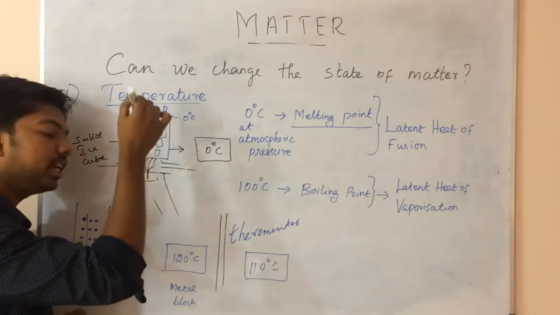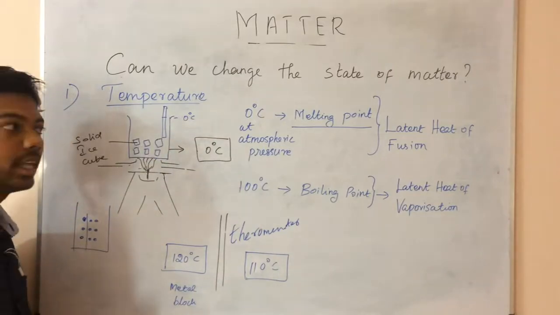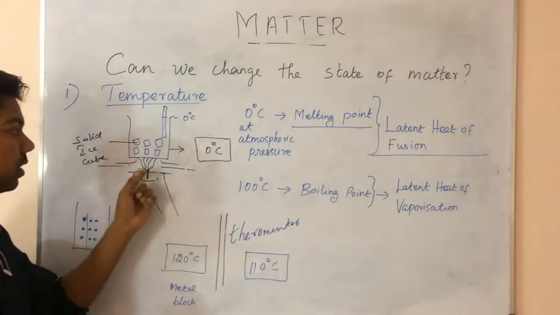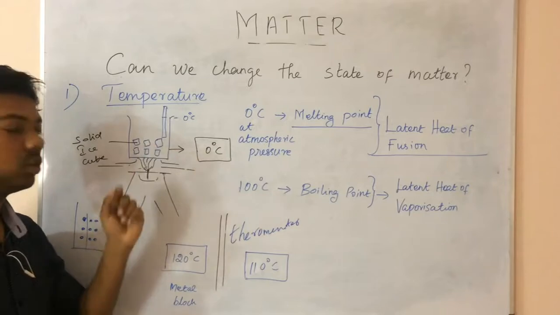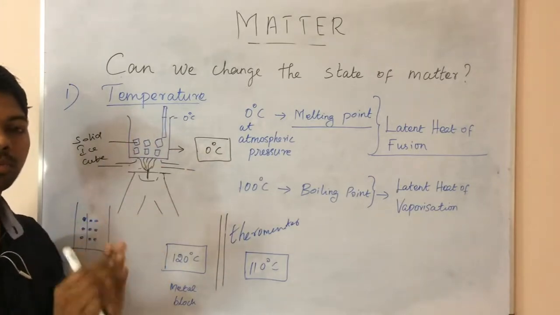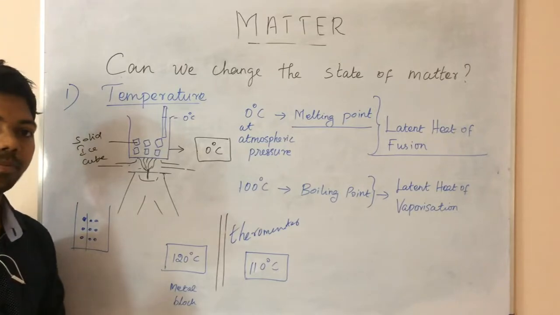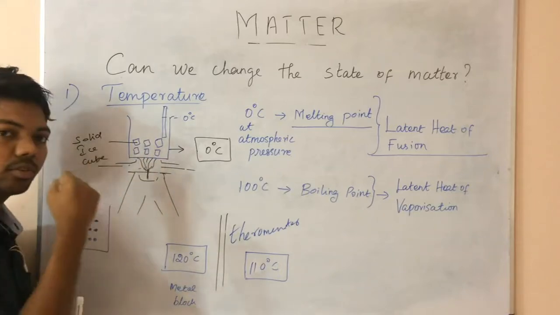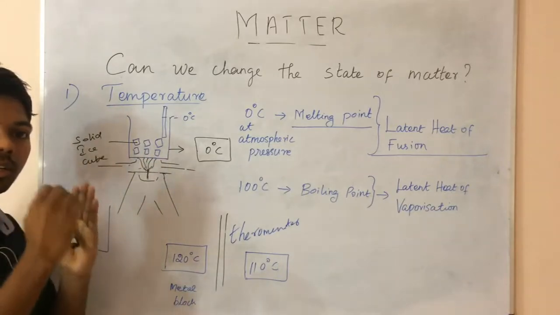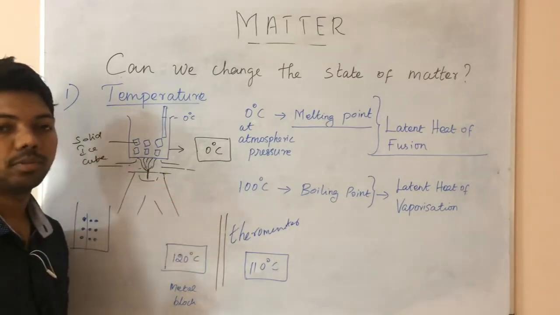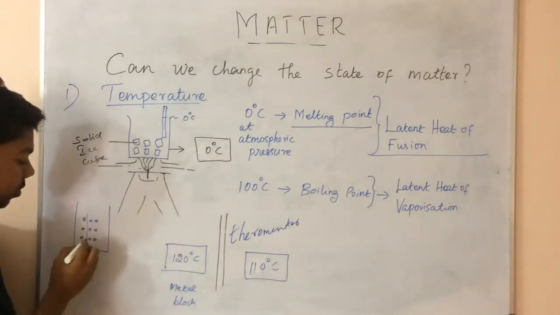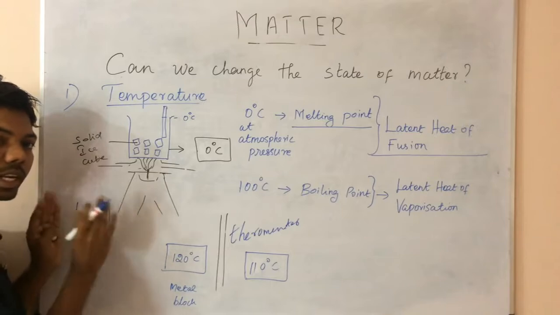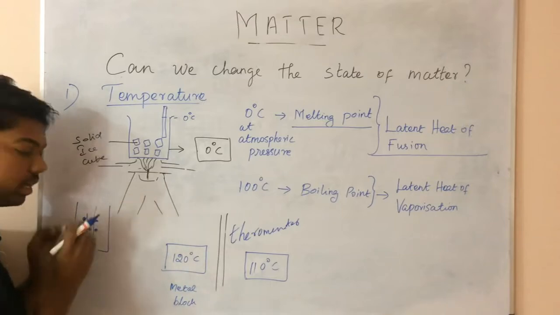This heat is hidden in the system. That heat is called the latent heat of fusion. How is this heat utilized for the formation of the liquid state? The latent heat is utilized by the particles of the solid cube to change from solid to liquid, because this heat is used to break all the forces of attraction between the particles, so they move freely.